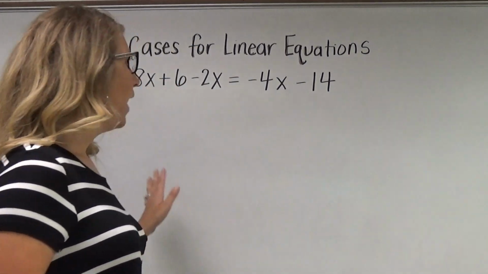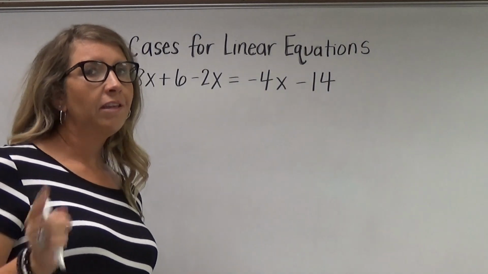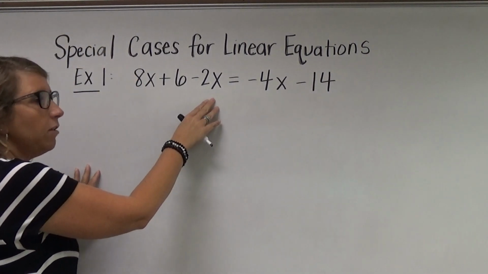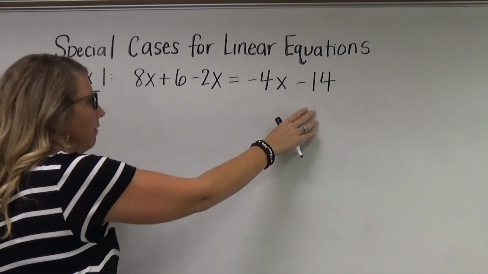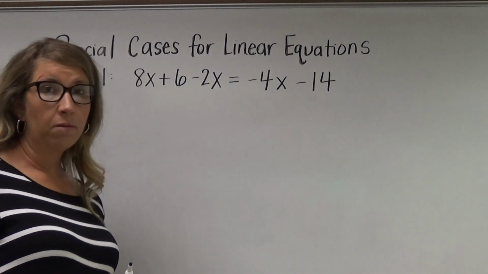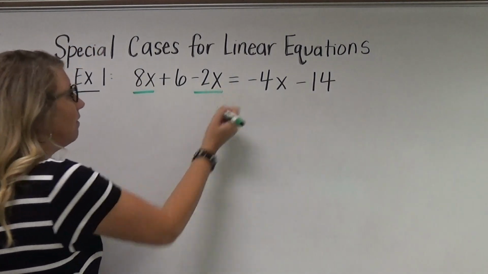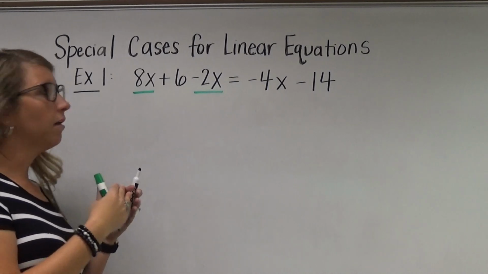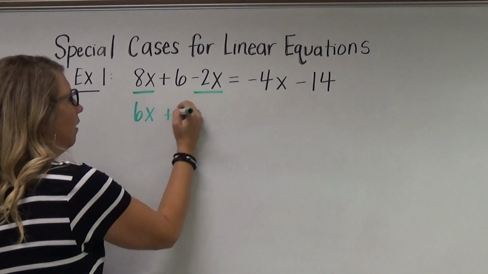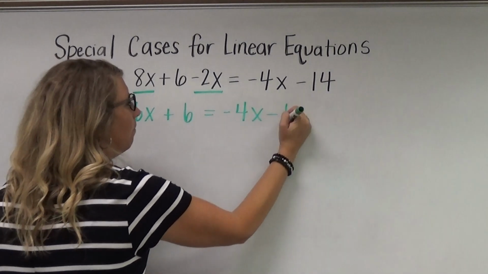The first case is what happens most of the time. These are your normal ones, the ones where you get an answer. So let's work one of those first. My example is 8x plus 6 minus 2x equals minus 4x minus 14. Now our first step here would be to identify the like terms that we have on the left-hand side. There's an 8x and a minus 2x, and we want to go ahead and put those together. So 8 minus 2 would become 6x plus the 6 equals negative 4x minus 14.